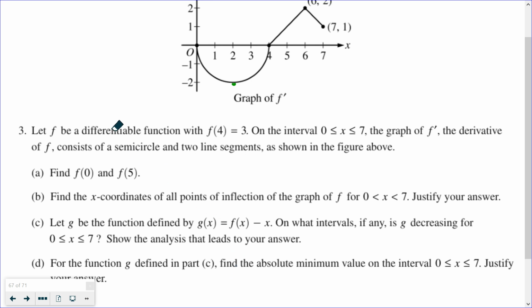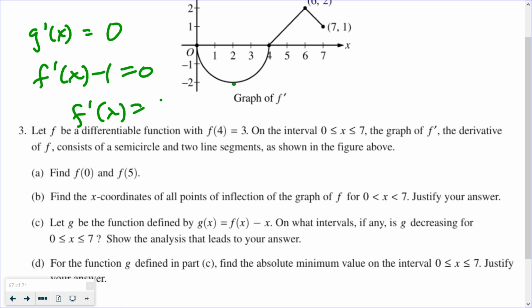Mr. Rodriguez did say it beautifully. We kind of already did part D, the big part of D and C, because you needed to set g prime of x equal to 0, which we already did, right? That's when f prime of x is equal to 1, which would be at 5. So you get a point if you did this stuff.